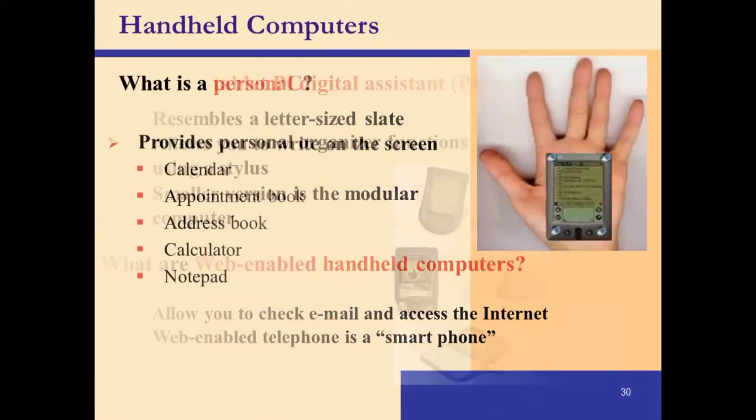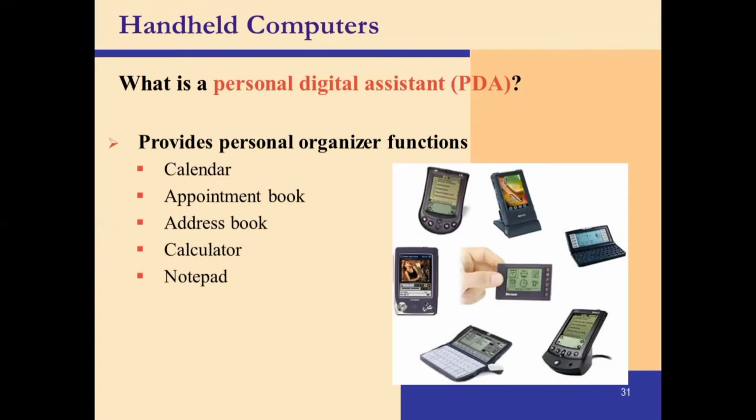These tablet PCs and PDAs are combined together to make a smartphone. A smartphone is a combined version of PDAs and tablet PCs. It has a specific function. It has an appointment book, address book, calculator, notepad, and calendar. These are the basic applications that PDAs have, so that you can use it as a personal assistant, as a personal digital assistant.